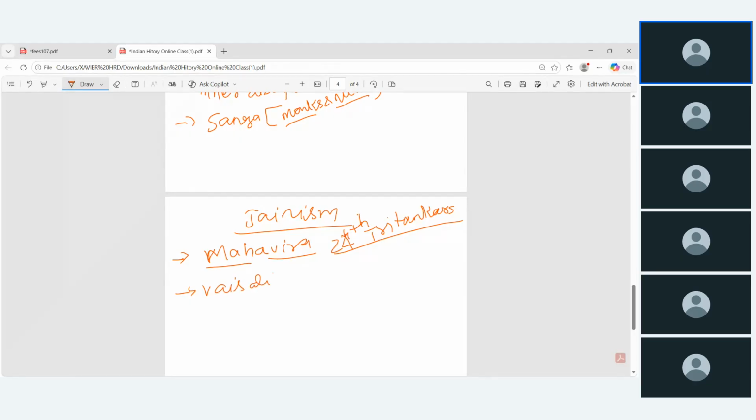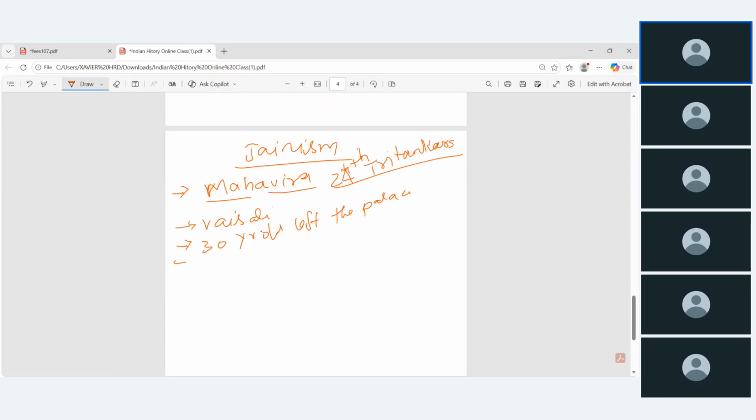அவர் 30 வயசுல பேலஸ் விட்டு வெளியே போவாரு. When he was 30 years old, he left the palace. And he obtained the infinite knowledge, that means supreme wisdom.